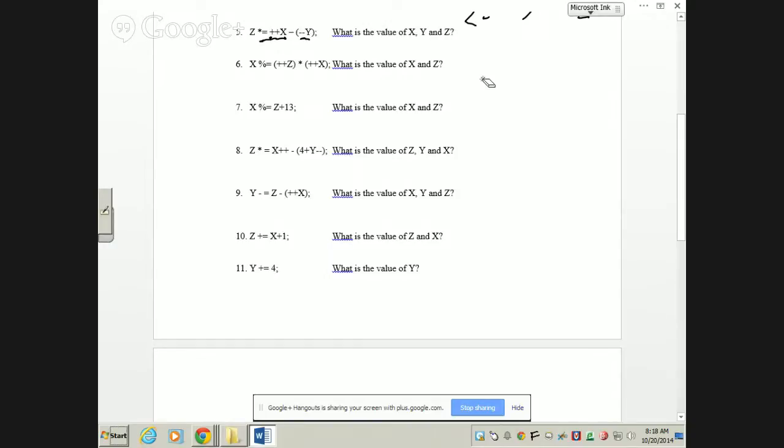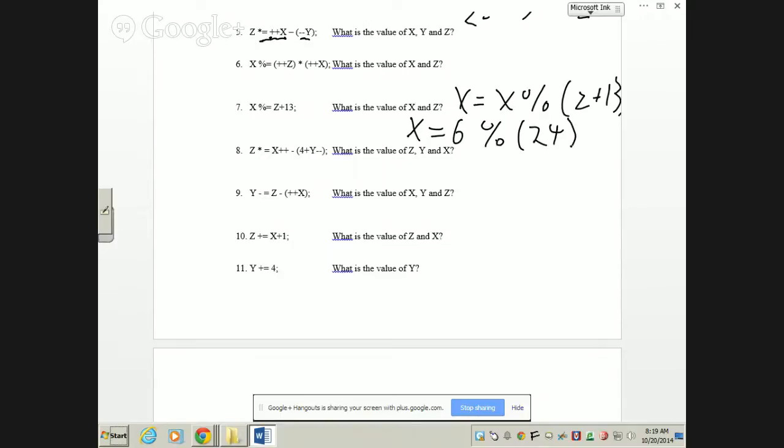All right. Number 7, x modulus equals z plus 13. So that would be x equals itself modulus z plus 13. If we plug in the values, that'd be x equals 6 modulus z plus 13. Z is 11. So that'd be 24. So 6 modulus 24 is 6.